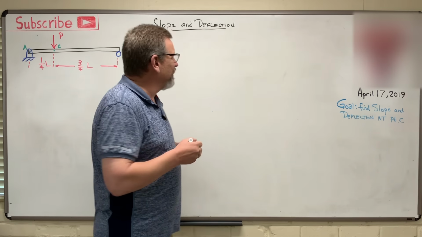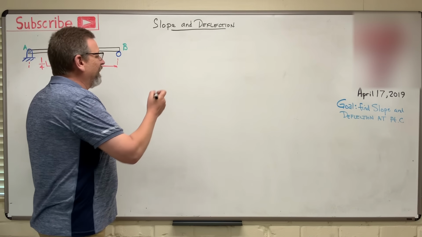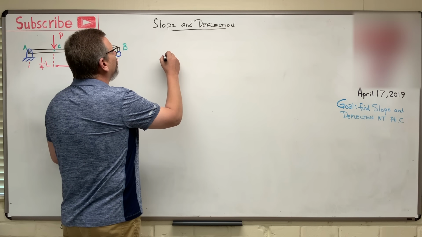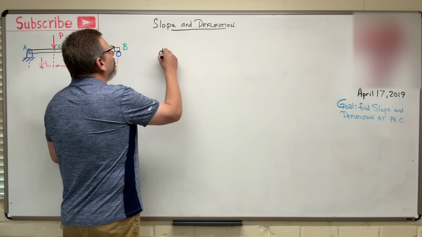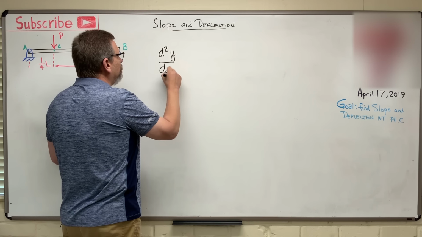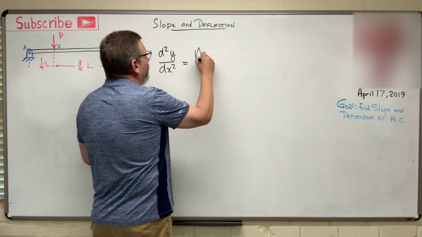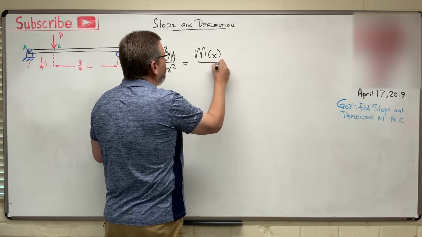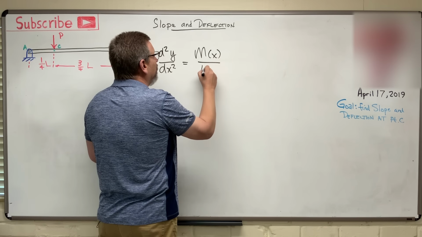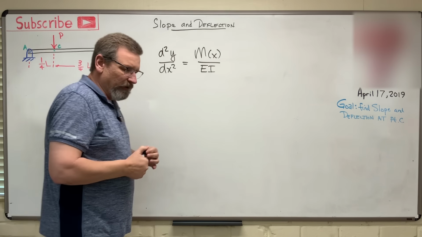One of the things that you need to know is this. We do have a new equation, and that equation goes like this. We're going to have to integrate twice. The second derivative of y equals the moment divided by E times I.